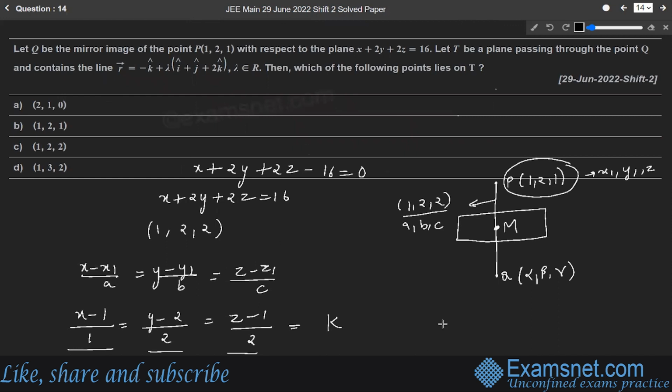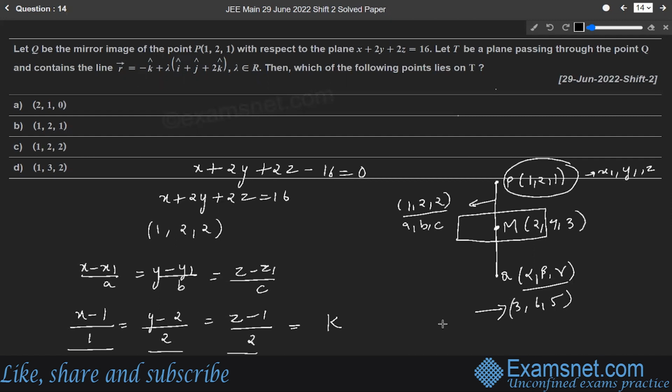Now we have the midpoint, which is 2, 4, 3, and we have the point P. So by using the midpoint theorem, we can easily find the coordinates of Q. The coordinates of Q will be 3, 6, and 5. We have used the midpoint theorem to find the coordinates of Q here. Now, we just have to find the equation of plane T. You can see that we have point Q, right? It is a point that is passing through the plane, okay? And there is a very basic concept that T is passing through point Q, and Q is the mirror image of point P.